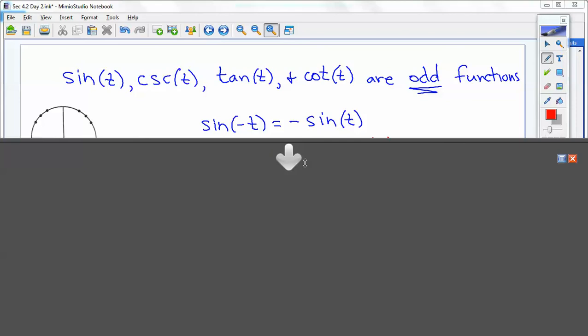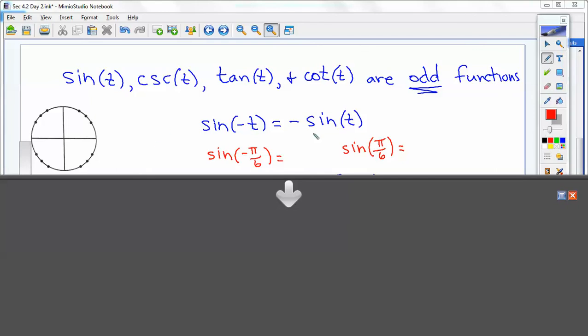Now, here's what we said with odd functions. That if you put in opposite inputs, you get opposite outputs. So sine, cosecant, tangent, cotangent are all odd functions. So those 4 are odd functions. Okay? Now, the fact that we know they're odd functions, we know this.